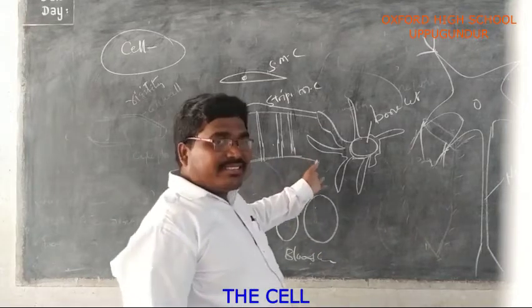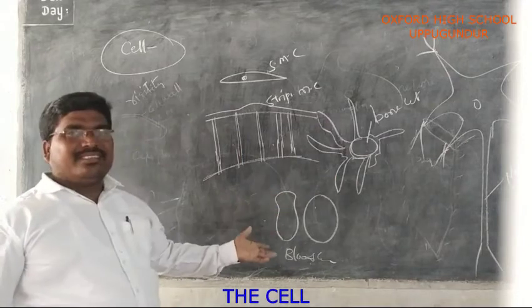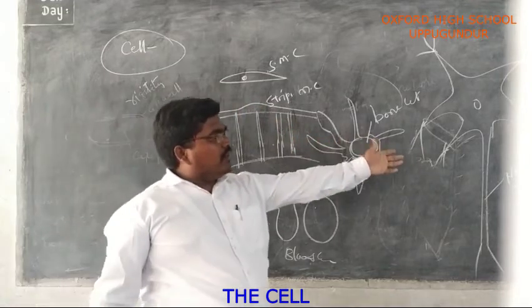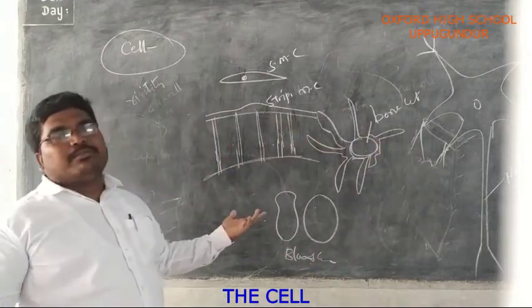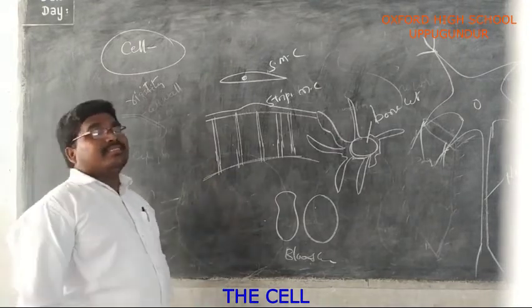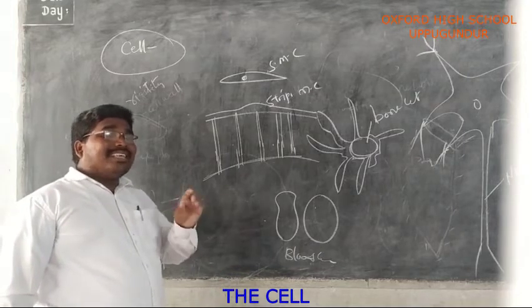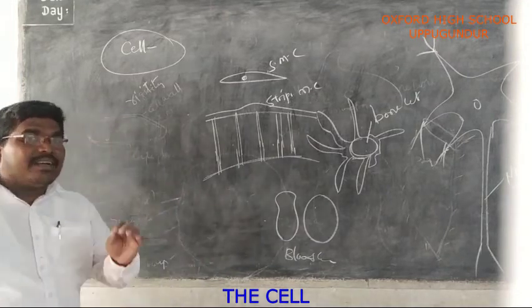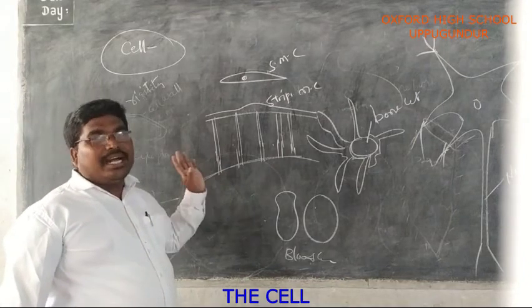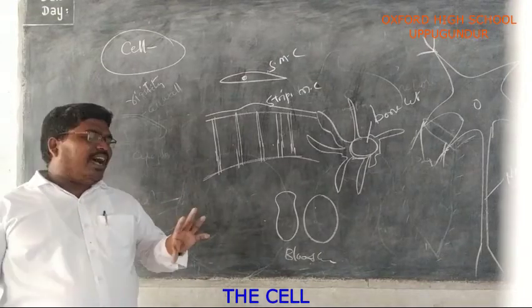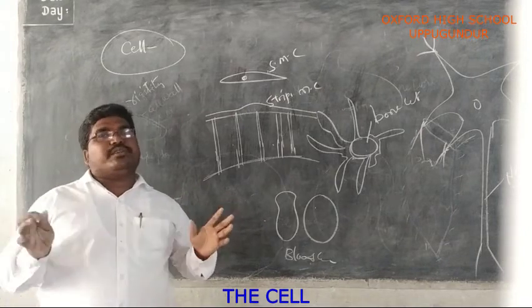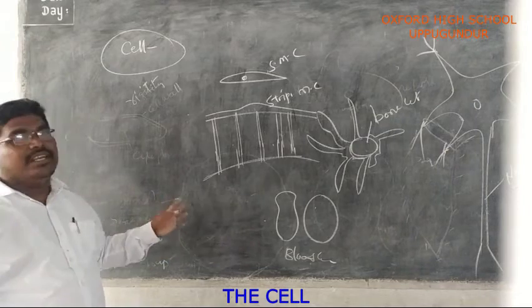Are all the cells similar in shape? Are they similar in size? No. The cells vary: smooth muscle cell, striped muscle cell, bone cell, nerve cell, blood cells. There are different types of cells. They are different in shapes and sizes because the size of the cell depends upon the functioning of the cell. In this living world, the cells are very different in size and shape.